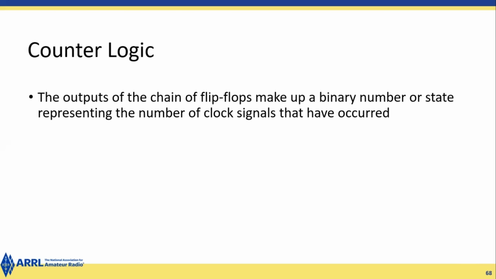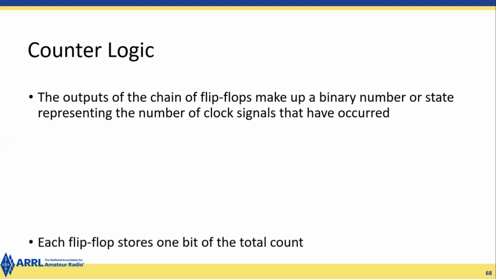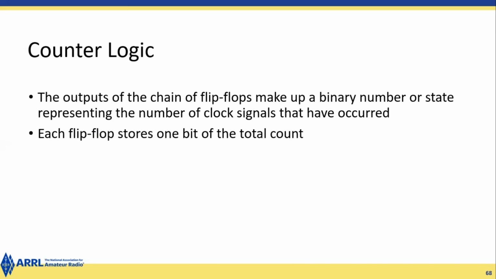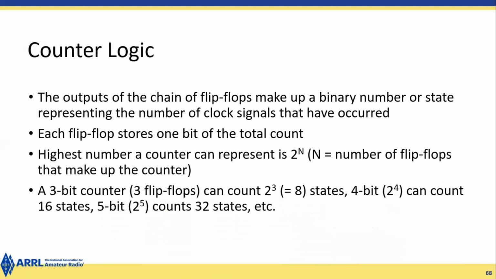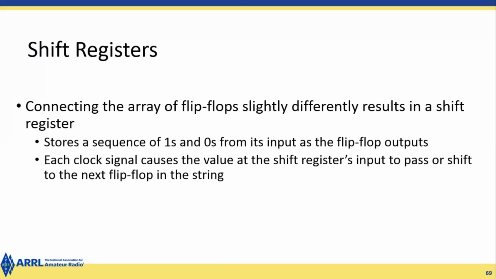In counter logic, the outputs of the chain of flip-flops make up a binary number or state representing the number of clock signals that have occurred. Each flip-flop stores 1 bit of the total count. The highest number a counter can represent is 2 to the n, where n is the number of flip-flops that make up the counter. A 3-bit counter, which has 3 flip-flops, can count 2 to the 3, or 8 states. A 4-bit can count 16 states, a 5-bit 32 states, etc.